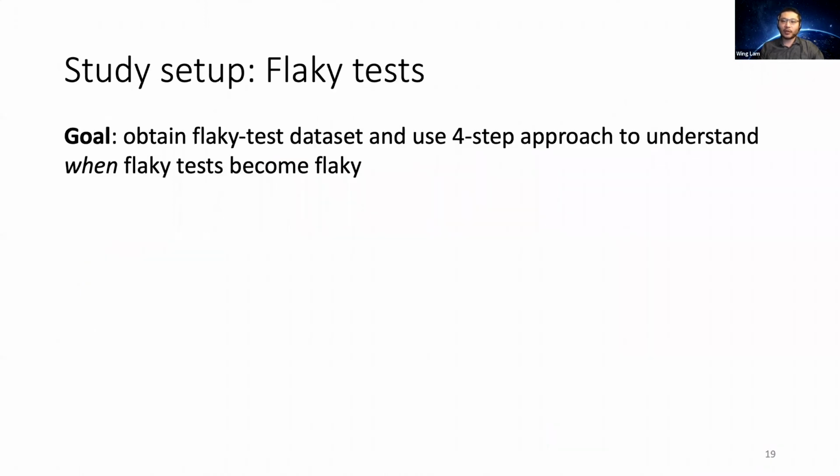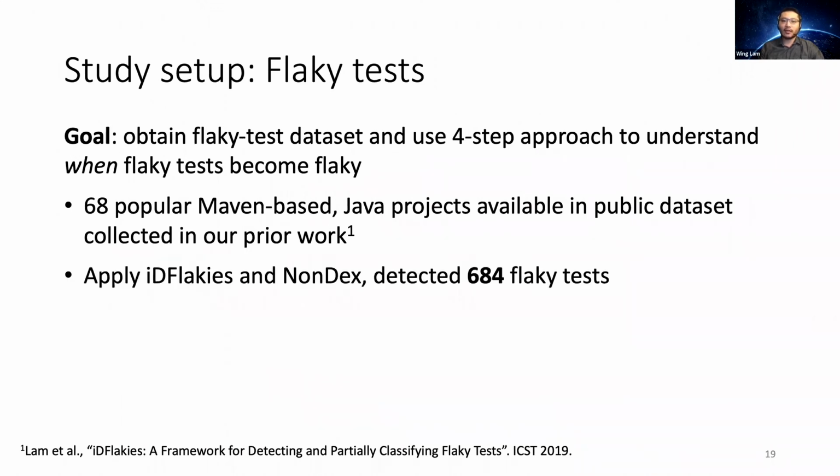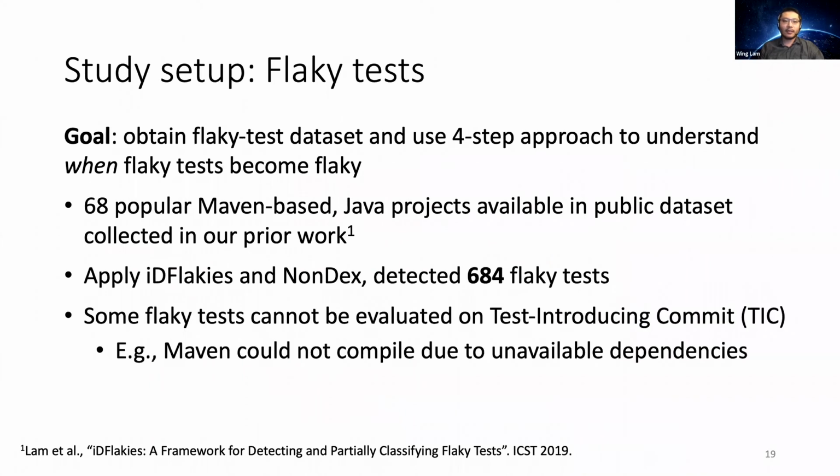Using the four-step approach, we apply it on a set of projects. Specifically, we use 68 popular Maven-based Java projects available in a public dataset from our prior work. We apply iDFlakies and NonDex to them and detect 684 flaky tests. Note that some of these flaky tests couldn't actually be evaluated on the test-introducing commit.